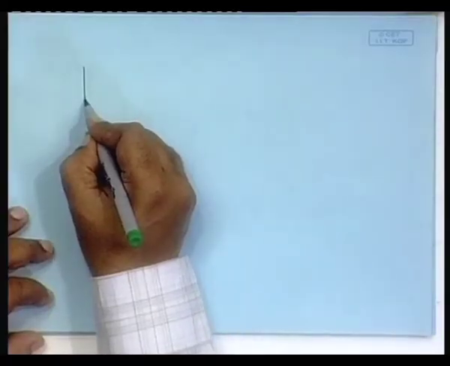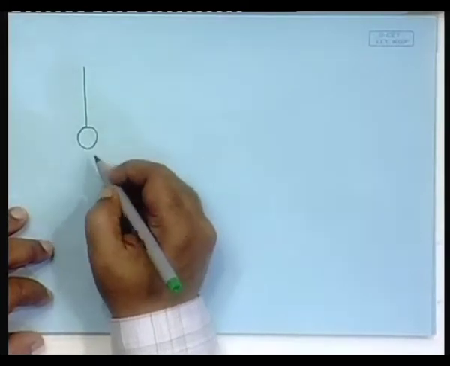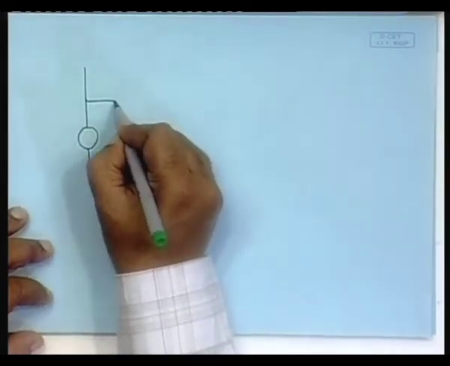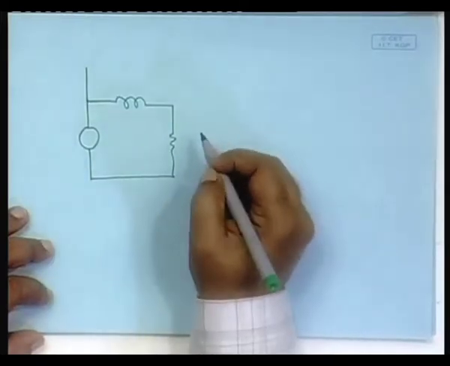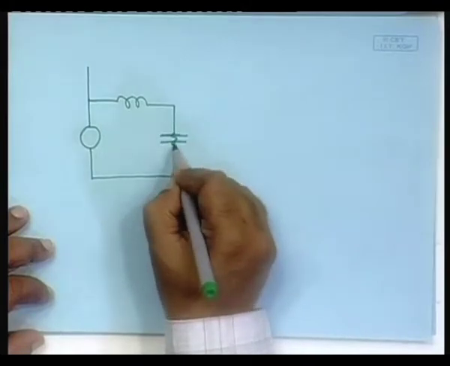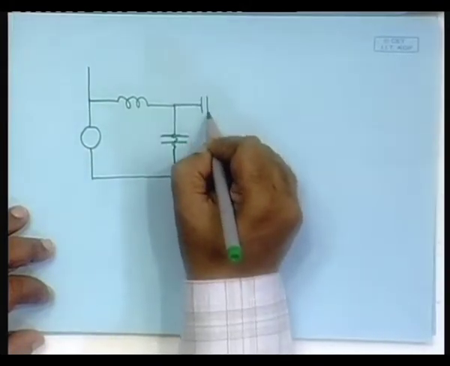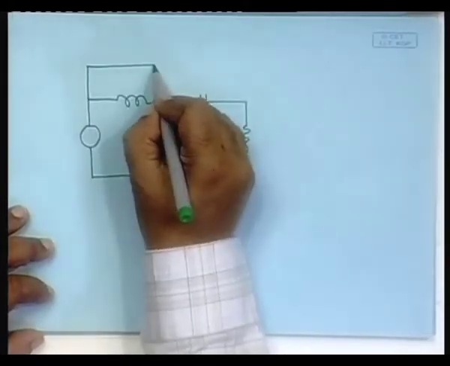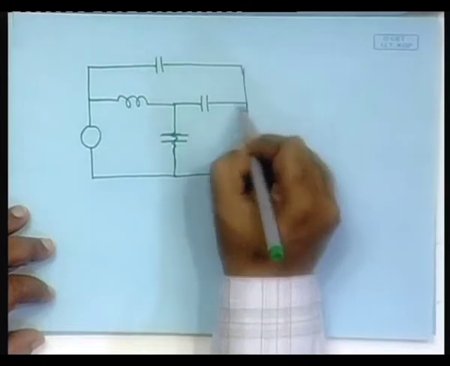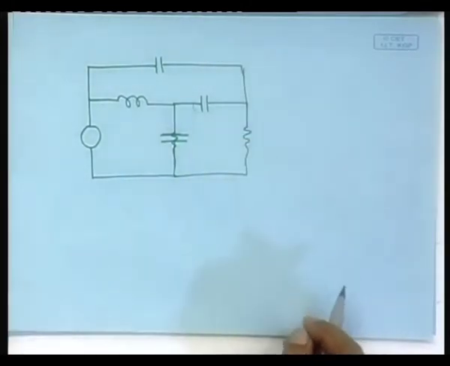Why? Just imagine a circuit which is something like this. I am just replacing one of the elements in the last circuit. It was like this, sorry, it was capacitor, and this is a capacitor, this is a resistor, and here is another capacitor. What I have done, I have replaced this resistor by capacitor. Okay.